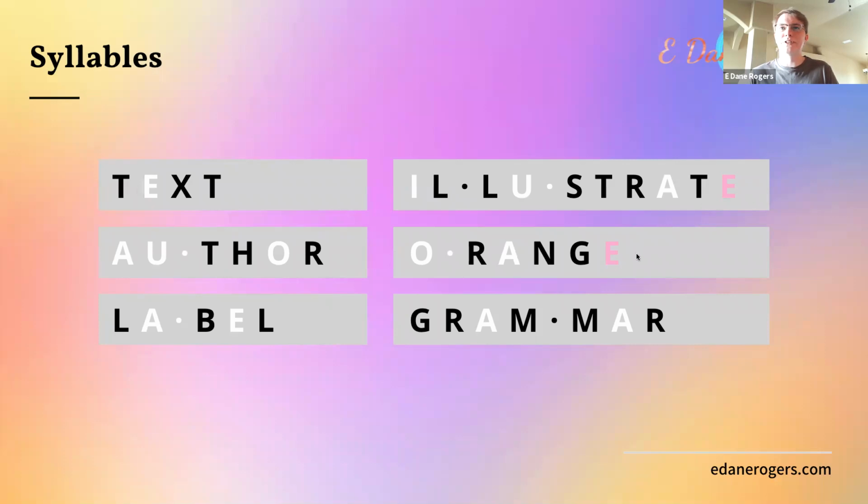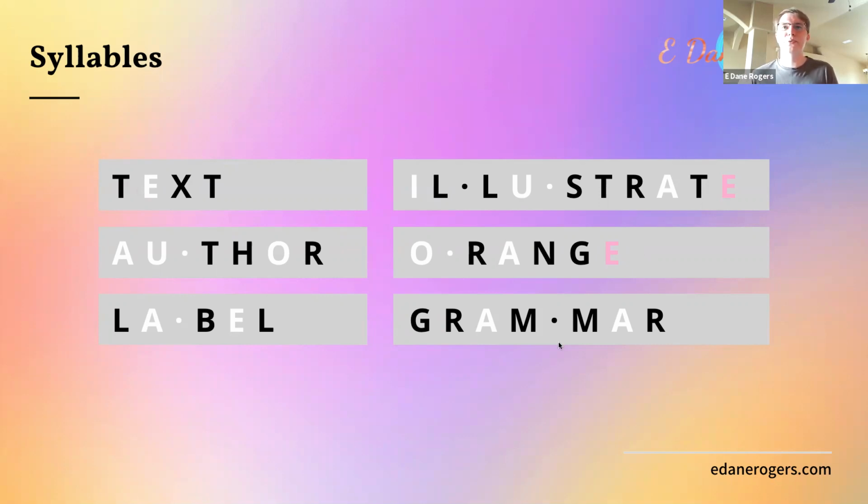And then orange. Again, you might want to put the R with the O, but O is a stronger vowel than A. So O can be alone, the A is going to attract that R. So here, orange, and that E is silent again.